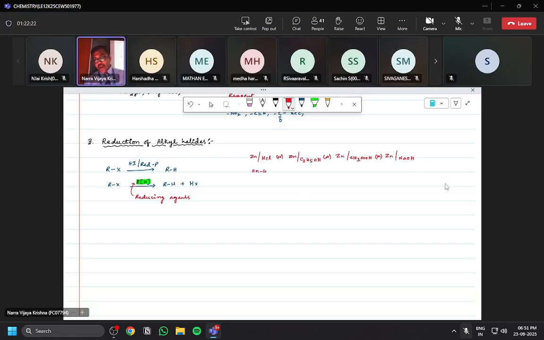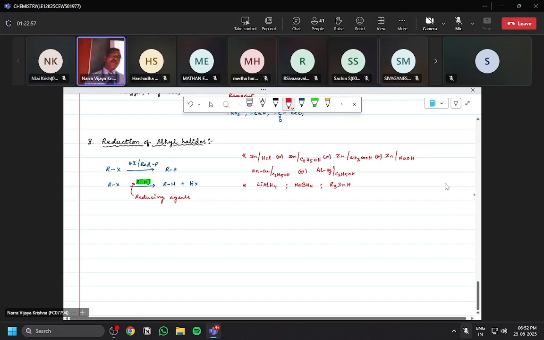Zinc copper couple in presence of ethyl alcohol. Aluminium amalgam in presence of ethyl alcohol. Right? Lithium aluminum hydride. Sodium borohydride. Trialkyl tin hydride. Respond. All these are good reducing agents.